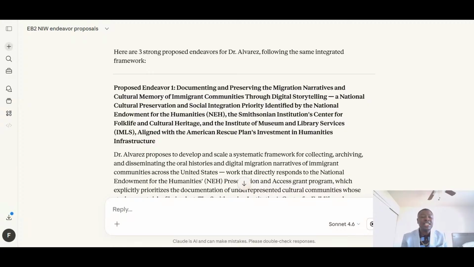So here, for example, this is a profile of someone in the humanities. Proposed endeavor: documenting and preserving the migration narrative and cultural memory of immigrant communities through digital storytelling, a national cultural preservation and social integration priority identified by the National Endowment for the Humanities, the Smithsonian Institution Center for Folklife and Cultural Heritage, and the Institute of Museum and Library Services, aligned with the American Rescue Plan's investment in humanities infrastructure.